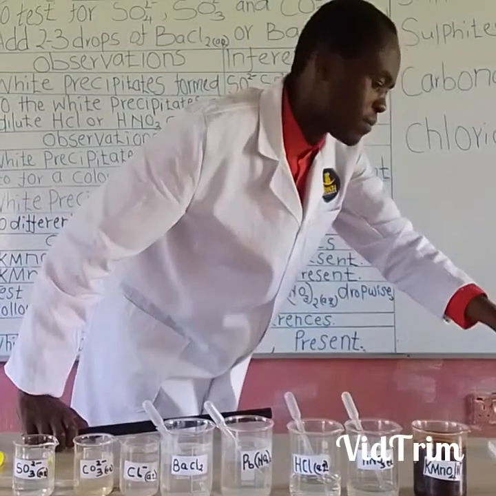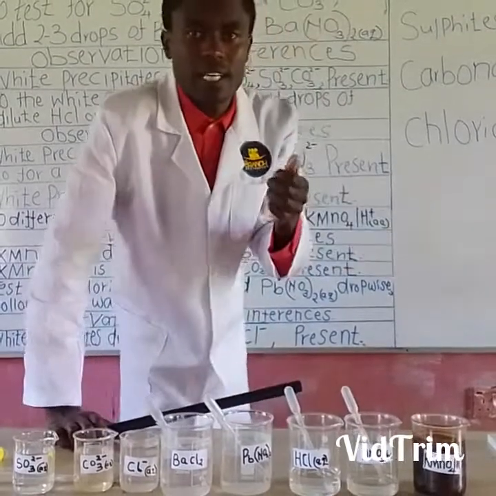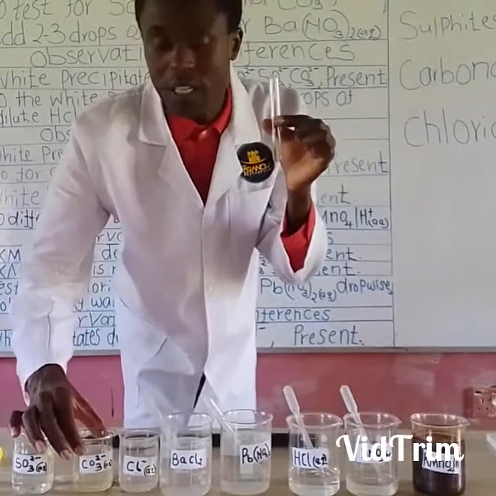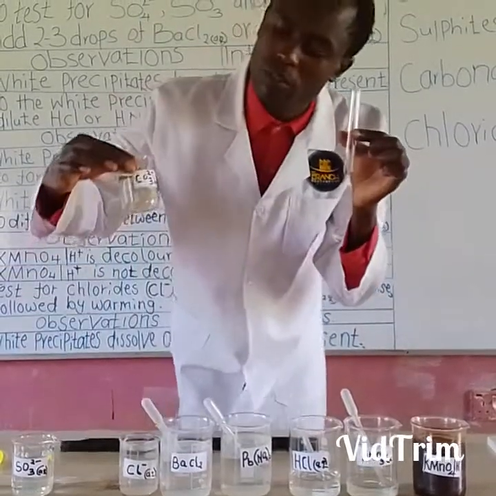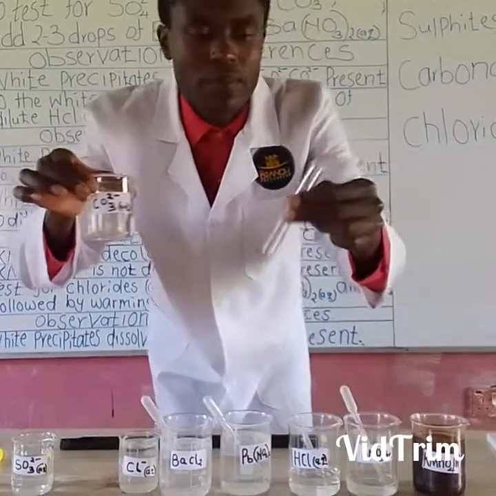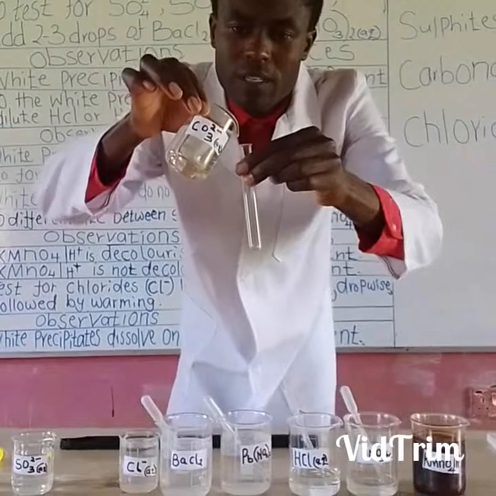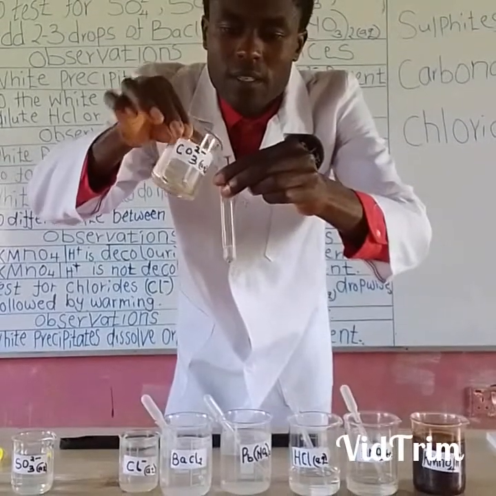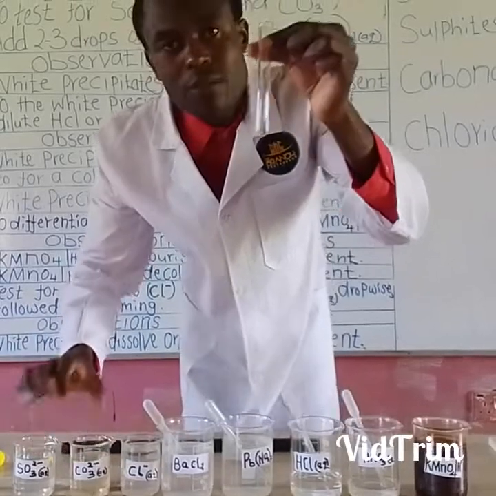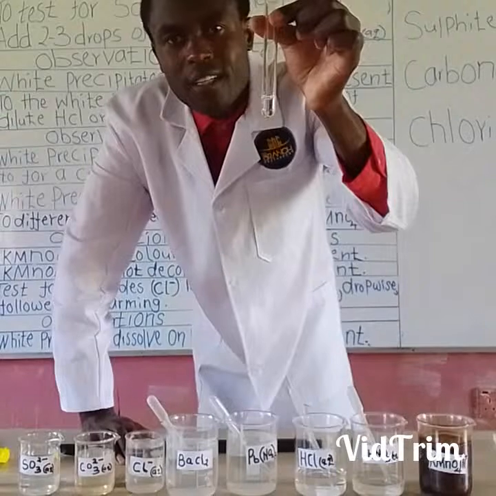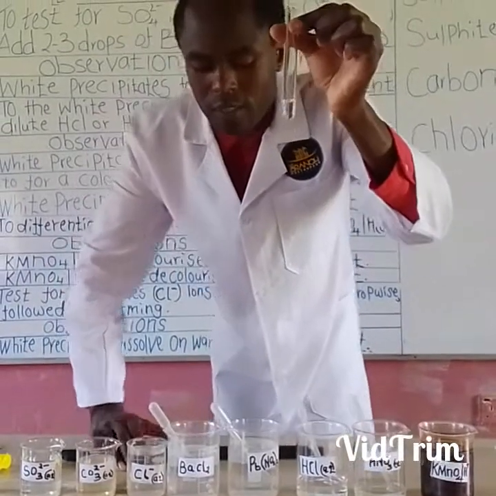The next, I take another dry clean test tube. Then this time around, I use a solution containing carbonate ions. I take about 2 ml. I have to measure about 2 ml, but this is an approximation. This is about 2 ml of carbonate ions in a solution. What is the color? Colorless solution.